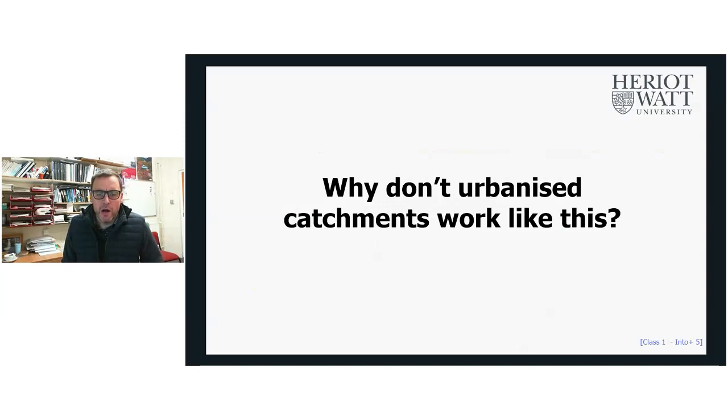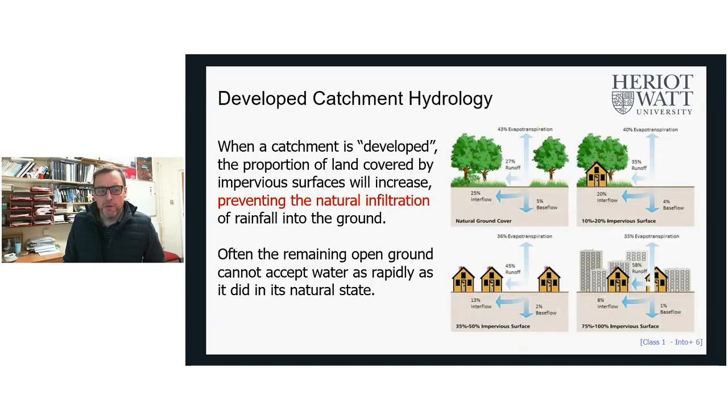So why don't urbanised catchments work like this? Well, in short, because we build on the surface. When a catchment is developed, the proportion of land which is covered by impervious surfaces increases, and that prevents the water being absorbed by the ground. Often the remaining open ground can't accept water as rapidly because there's less of it.